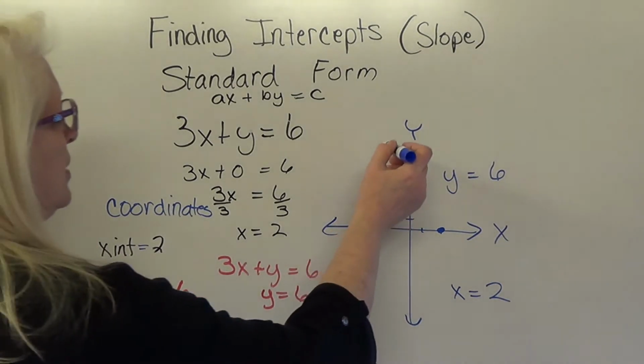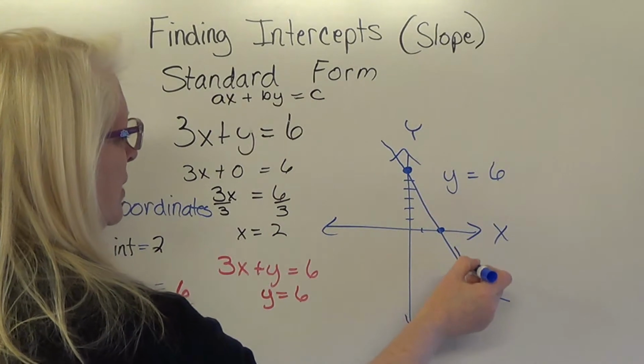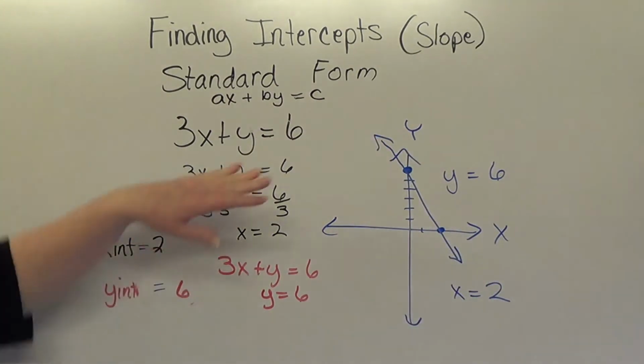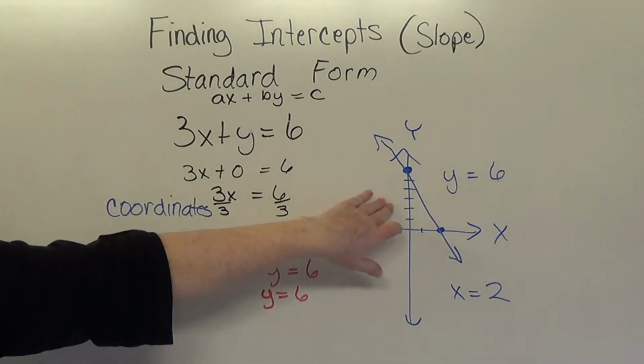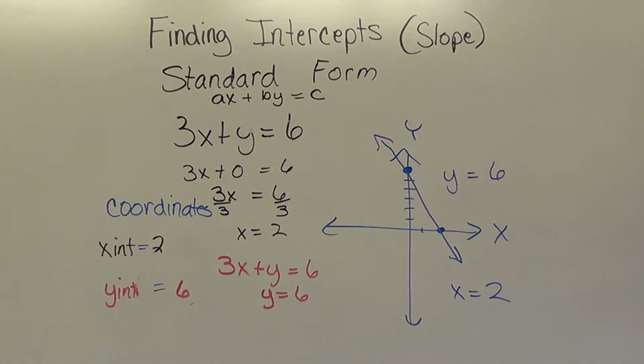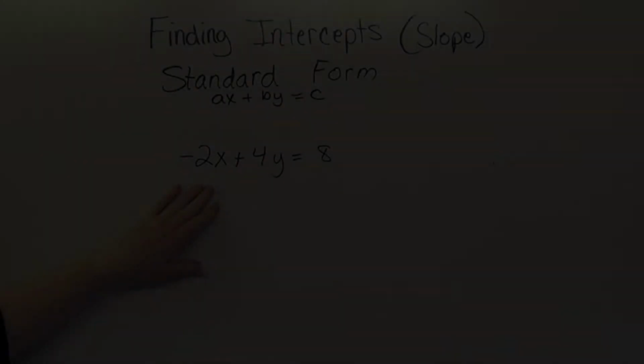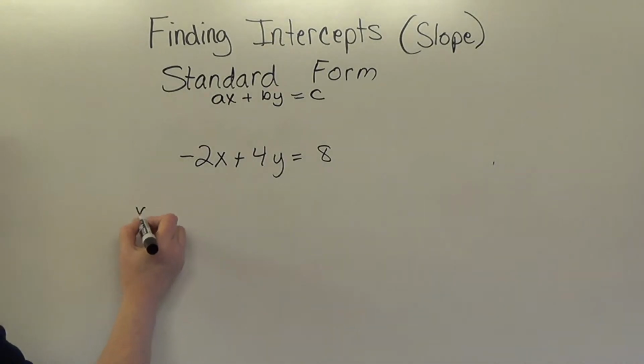And then you just connect the dots with a line, and hey, we just graphed this equation right here with the intercepts. So that's a really quick way to do it. Let's take a look at another one. Okay, let's find our x-intercept and our y-intercept.